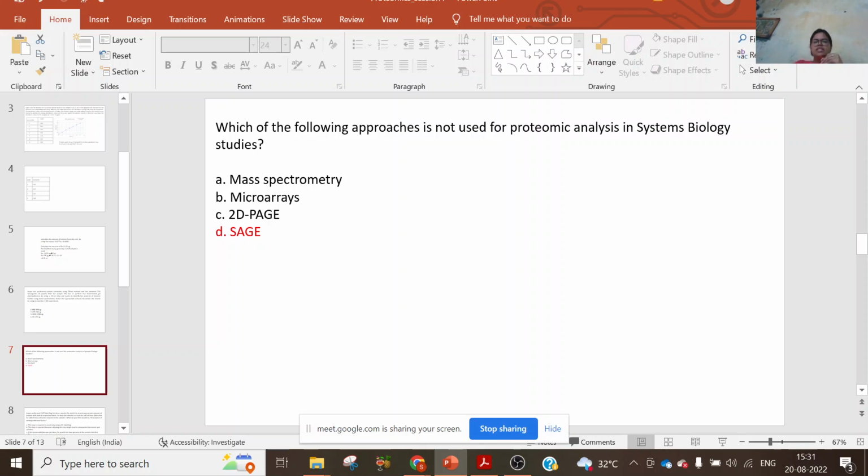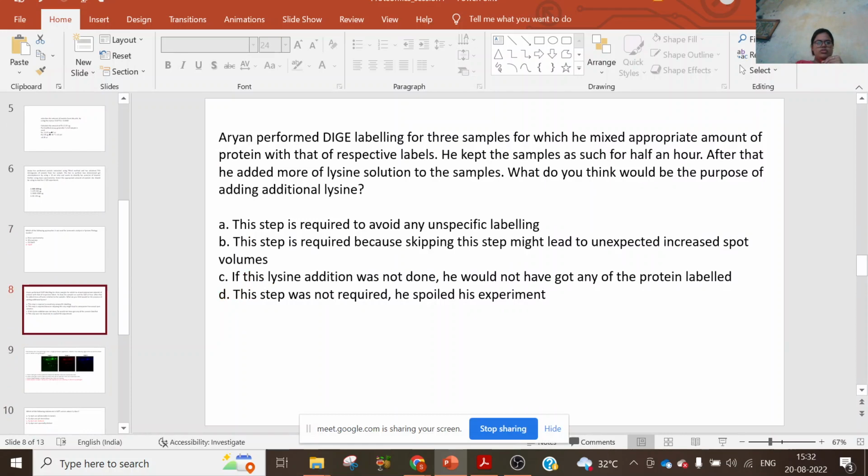So SAGE is basically used for transcriptomic analysis. The full form is, okay, I forgot that, it's serial analysis of gene expression. So basically, it is used to study the transcriptomic levels. Whereas 2D PAGE, mass spectrometry, and microarrays are all used for proteomic studies. So this is another question.